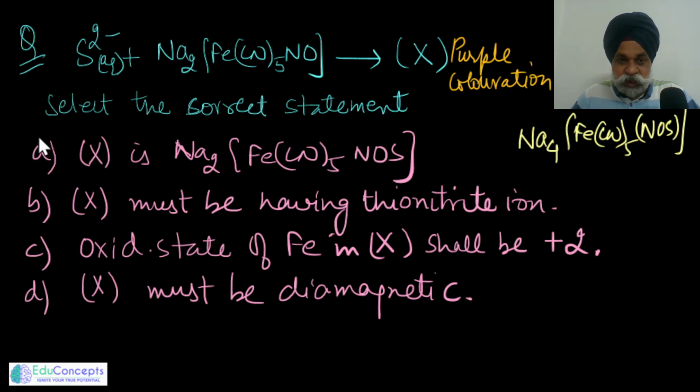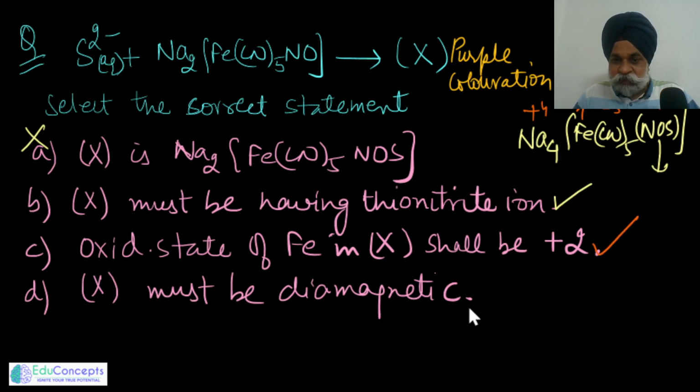So this is a wrong answer, and X must be having thionitrite ion, which is perfectly right. This is thionitrite ion, so this seems correct. Oxidation state of iron is +2. If I mark it here, this is +4, this is -5, this is -1, so this must be +2. Then only the algebraic sum would come out to be 0. So this is also correct.